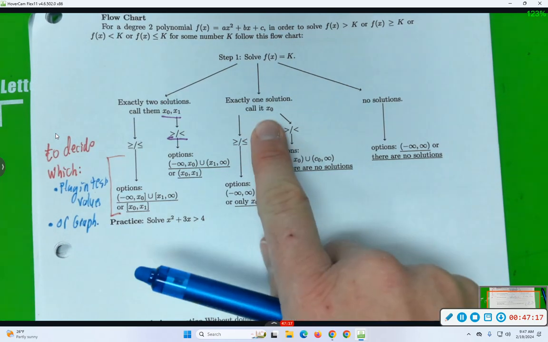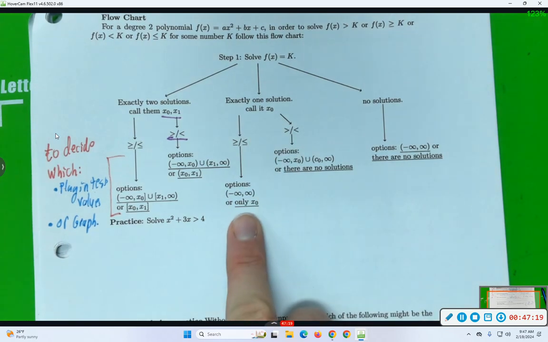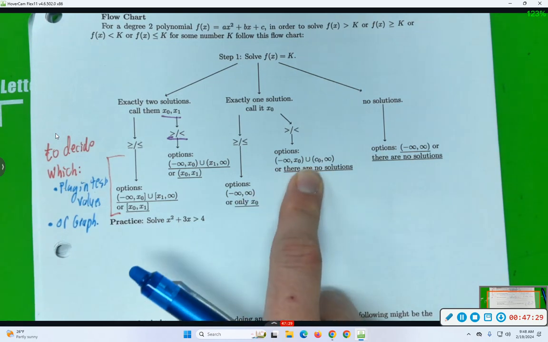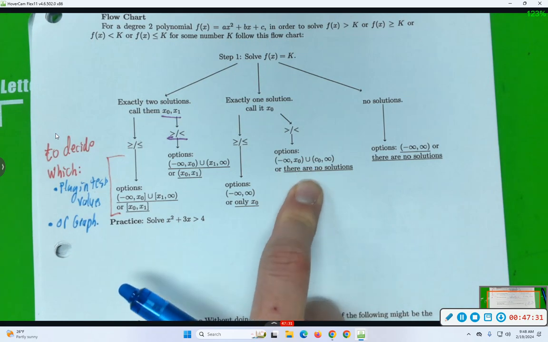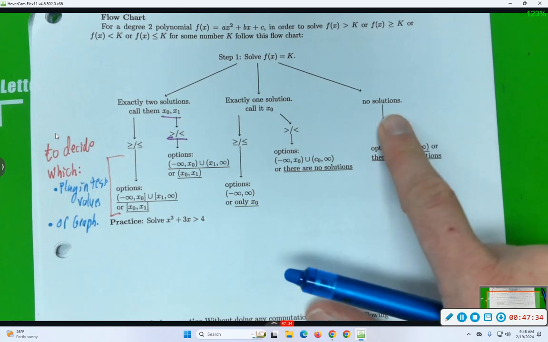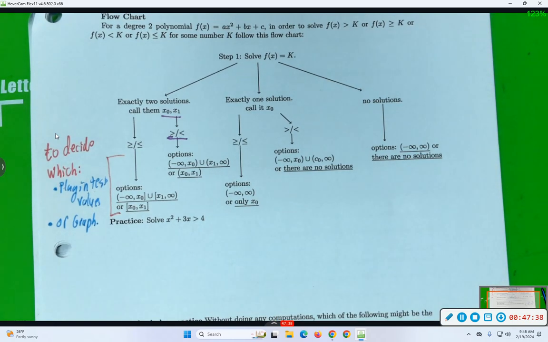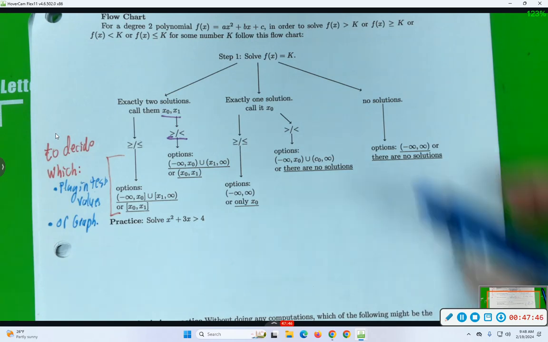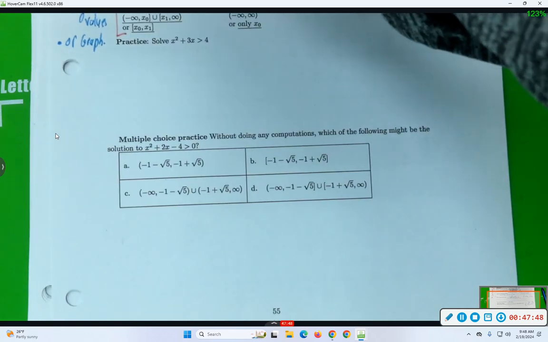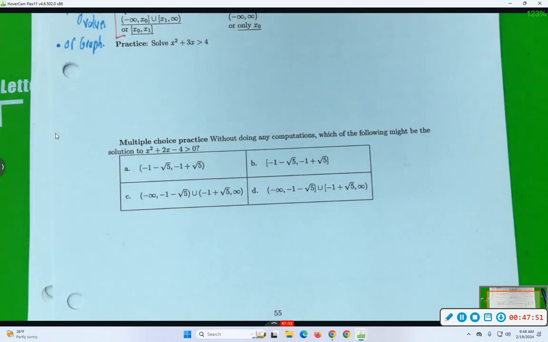If you have a single solution, then your options are either only that number is the solution to the inequality, because it'll solve equality, or everything is a solution, or everything but that number solves the inequality, or nothing solves the inequality. If there are no solutions to equality, the answers are either everything or nothing, and in each of these cases, you'll determine by plugging in some test values or looking at a graph. And so to wrap things up, I have 2 minutes. Let's do an example without doing any computations.